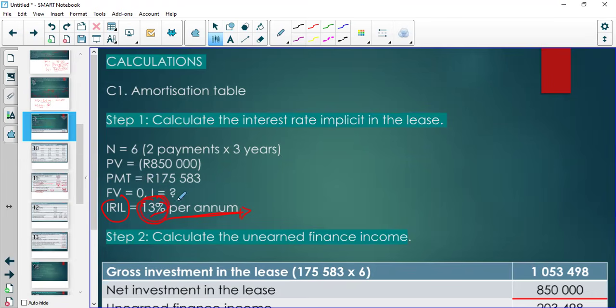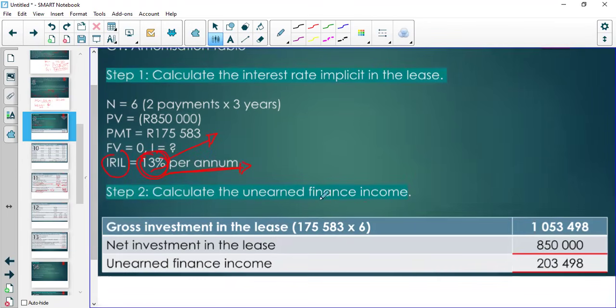Right. So now we have the interest rate. Why do we need the interest rate? It will enable us to know how much finance income to put in the profit or loss as finance income. Then calculating an unearned finance income. This is the gross investment we're going to make. Then the net investment in the lease is the present value of the lease. This amount here.